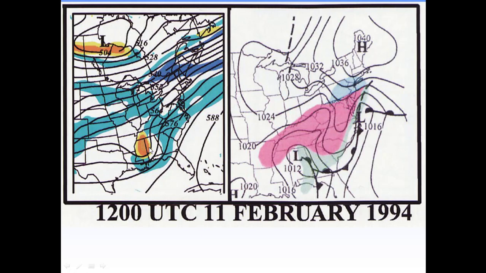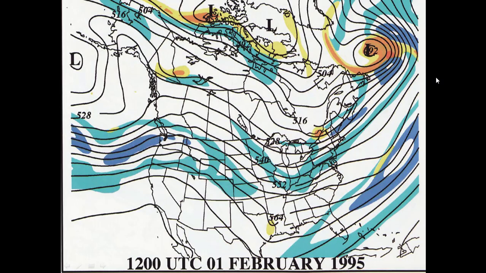So here is our area of low pressure, and here you can see how this system already is going to redevelop off the east coast and then again track just along the jet stream and just south of the 40/70 benchmark. Here's another example. Here's February 1st of 1995. So here's the 12Z surface map.